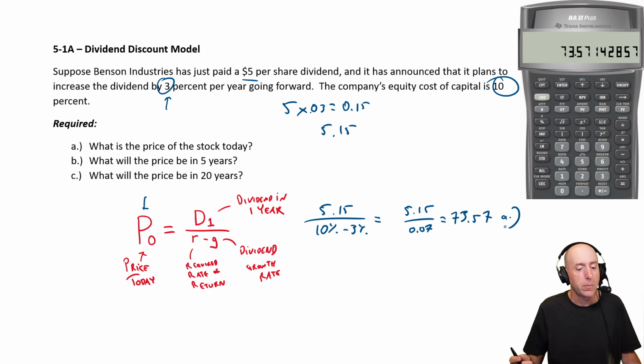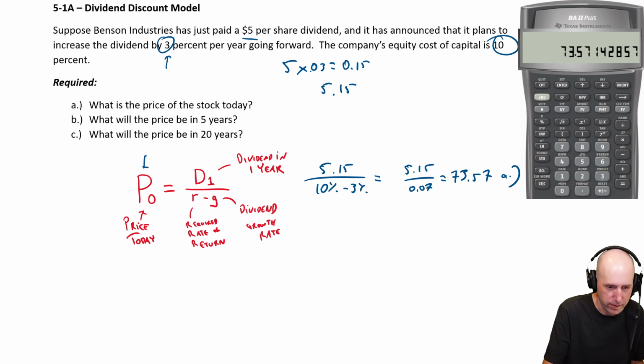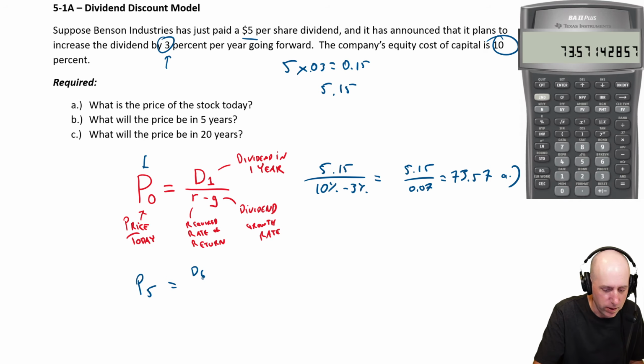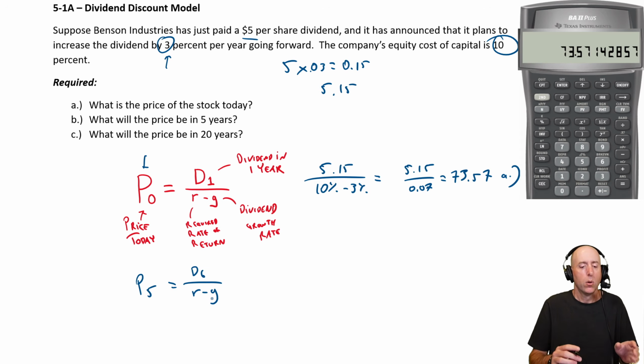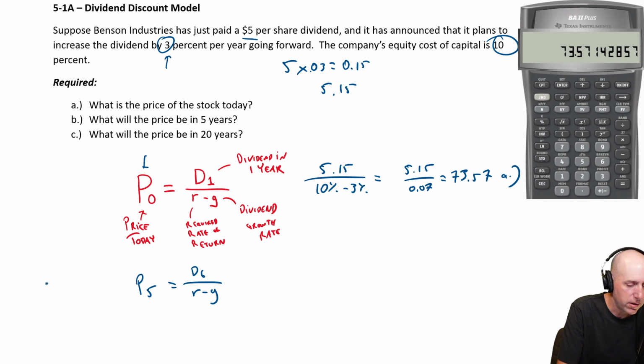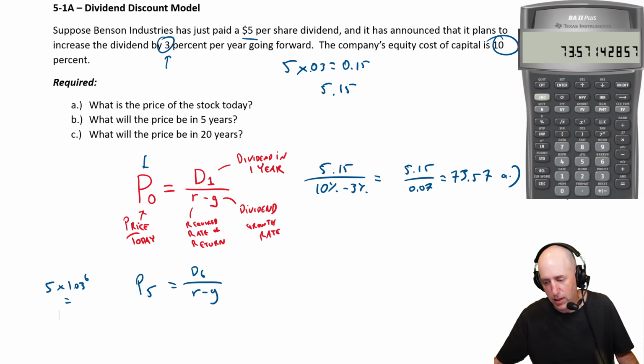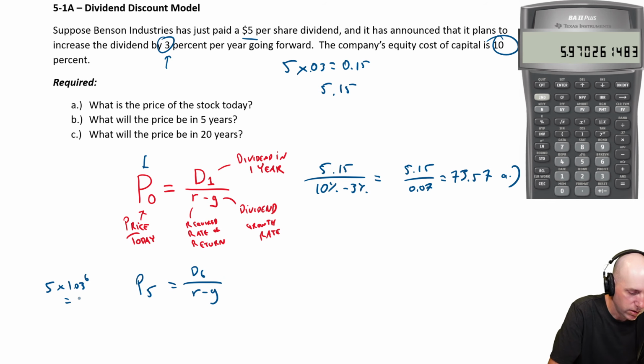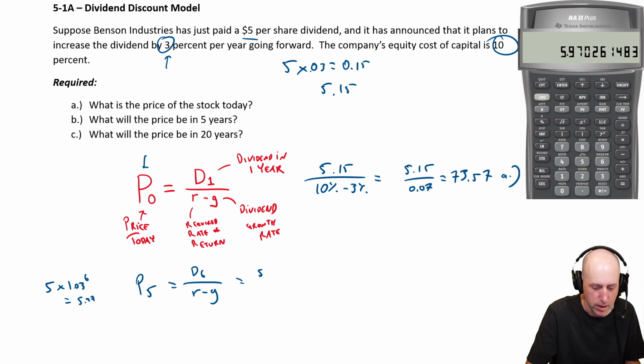Let's move on to B. What's the price going to be in 5 years? Well, revisiting our formula here, P0 equals D1. Well, P5, we have to figure out the dividend in 6 years, D6, divided by R minus G. So R minus G is the same. We have to figure out D6. So what is the dividend at time 6? Well, we know the dividend at time 0 is $5, and we know it grows by 3% a year. So we're going to say times 1.03 to the 6th power, and that's going to give us our dividend at time 6. So 1.03 to the power of 6, 1.19 times 5. Our dividend, if it keeps growing at 3%, after 6 years is going to be $5.97. So our D6 is 5.97.